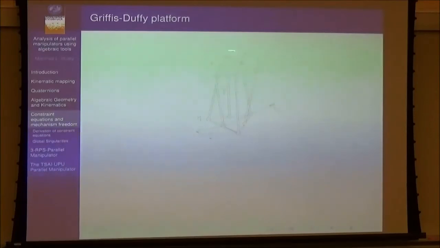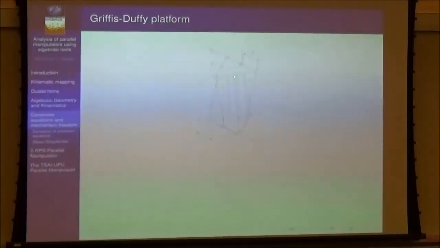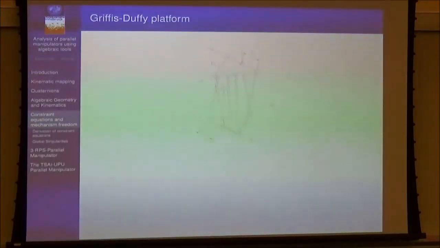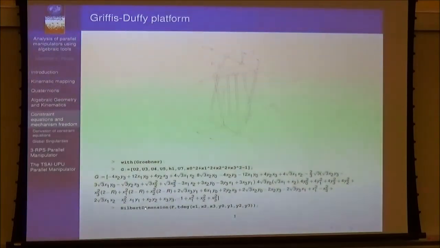This is a famous one. This is the so-called Griffis-Duffy platform. It's a Stewart platform which has some special geometry, as you can see. Vertex of a triangle goes to the midpoint, midpoint goes to a vertex, so this geometry. When you write the constraint equations, you will get the system like this. And we are asking for the Hilbert dimension, and you see you get 1.